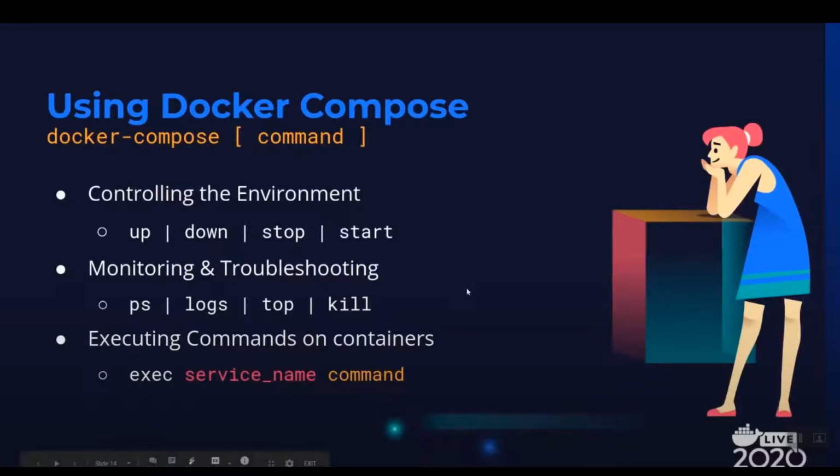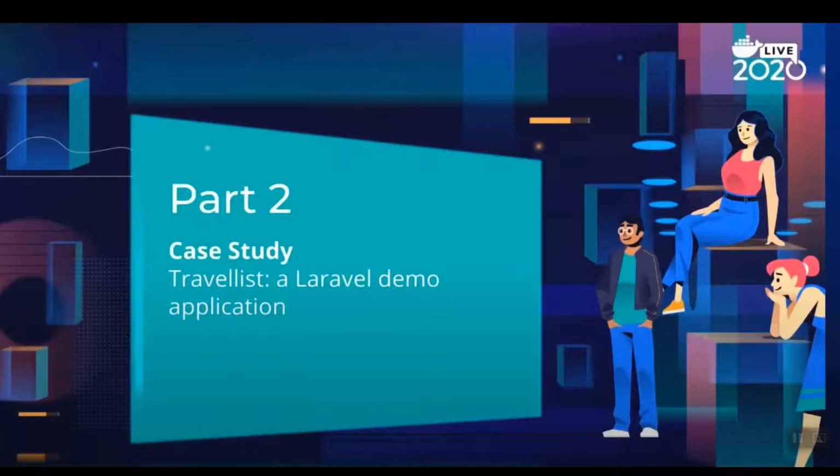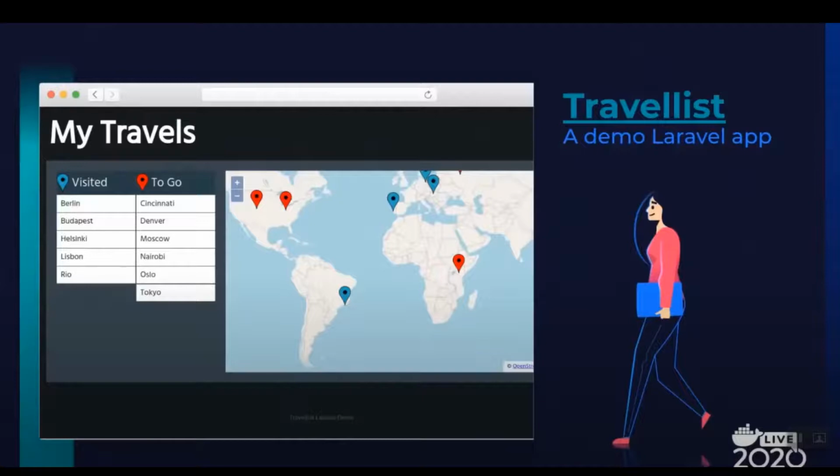Okay, so we have seen an overview of Docker Compose and the commands. Now we're going to go to the second part of this talk, where we will examine a Laravel demo application called Travelist, and what the specific needs are for this application to be containerized using Docker Compose. So this is the application. It is a very basic demo Laravel application. It uses a MySQL database to store places and mark them as visited or to go.